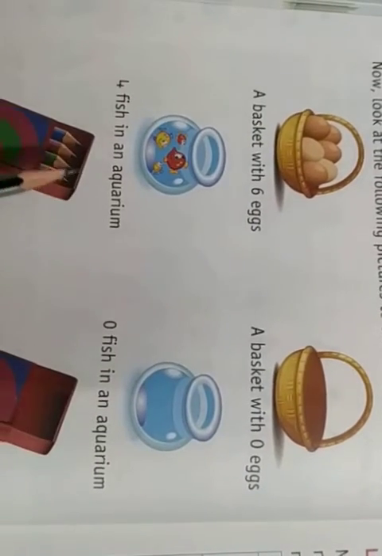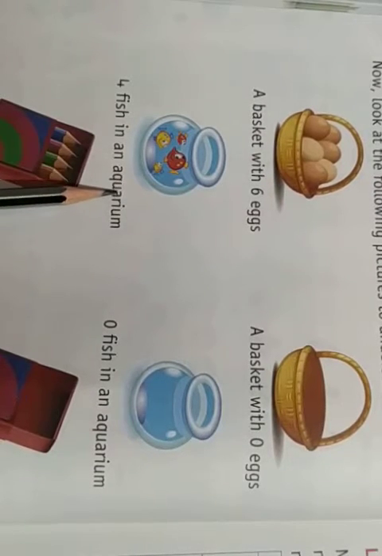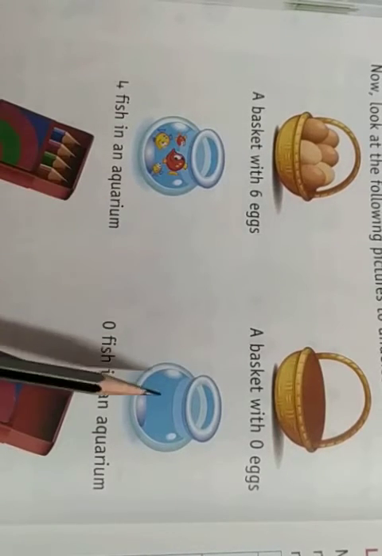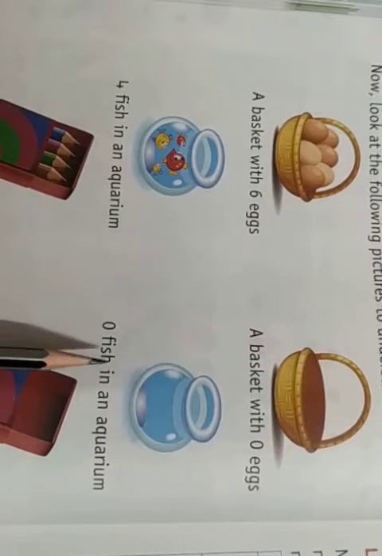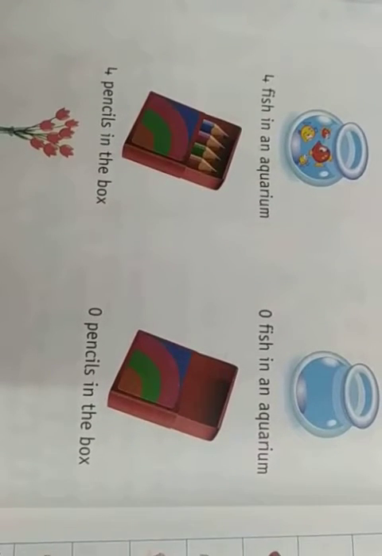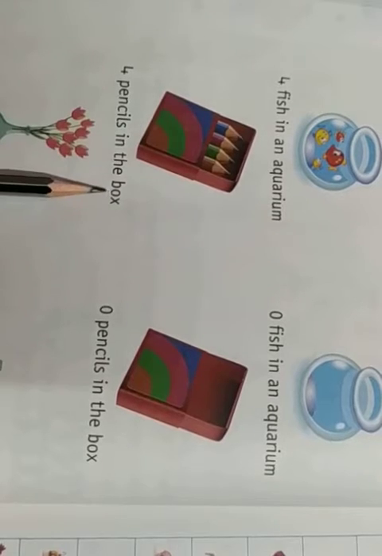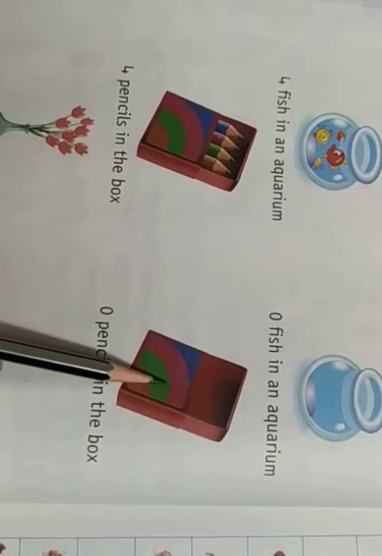Right? Here, 4 fish in an aquarium. Here, no fish. 0 fish in an aquarium. Right? Next is 4 pencils in a box. 0 pencils in the box.